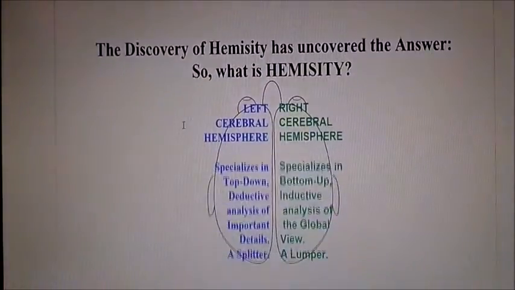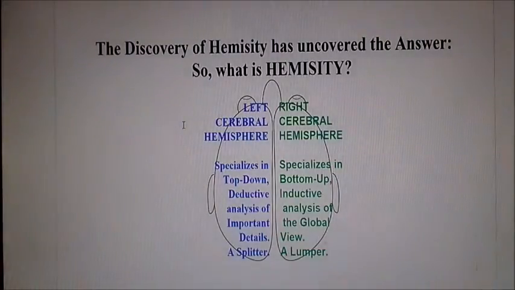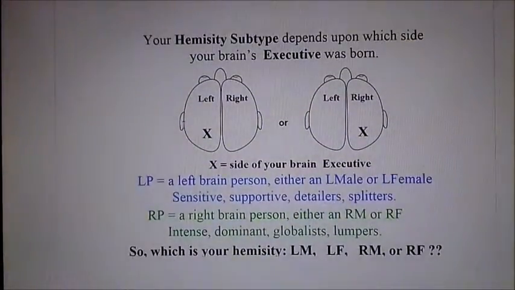What is Hemisity? The left cerebral hemisphere specializes in top-down deductive analysis of important details. It is a splitter. The right cerebral hemisphere specializes in bottom-up inductive analysis of the big picture. It is a lumper. Hemisity is unrelated to handedness. Your Hemisity subtype depends upon which side your brain's executive was born.